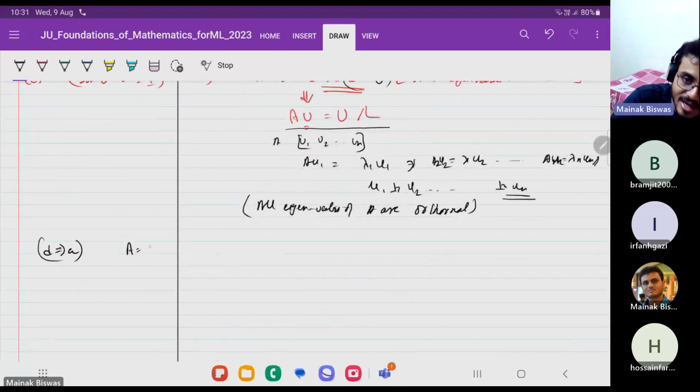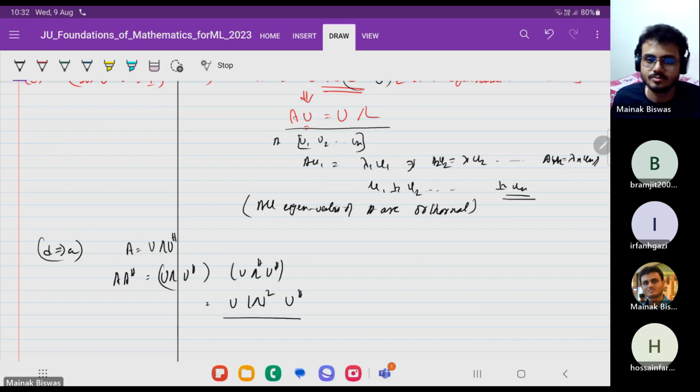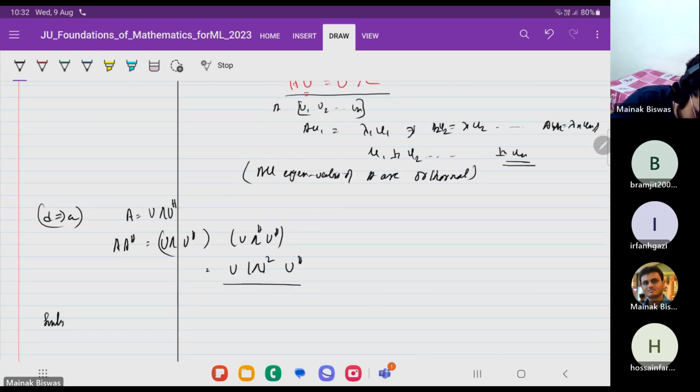So if they have orthonormal eigenvectors, I can write this as U lambda U Hermitian. So what is A Hermitian? A Hermitian is, which is equal to, yes or no? Correct? Similarly, A Hermitian A is, tell me.